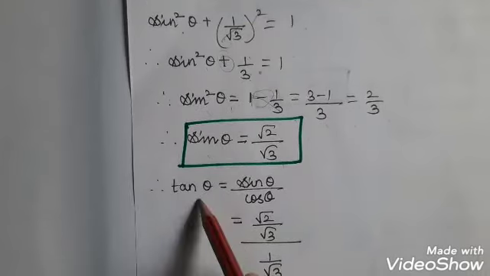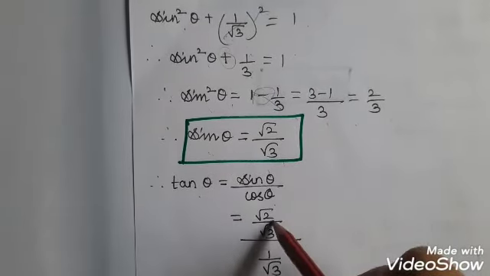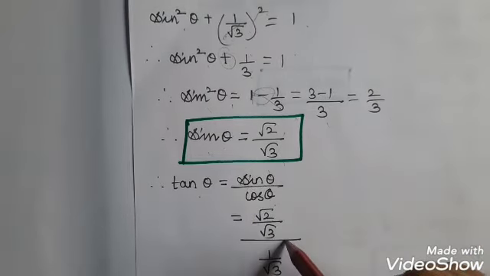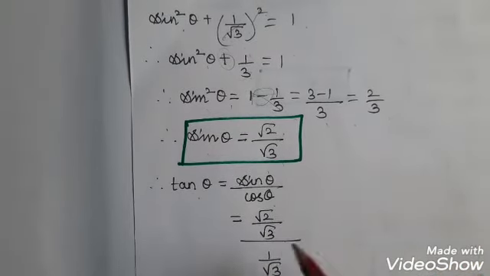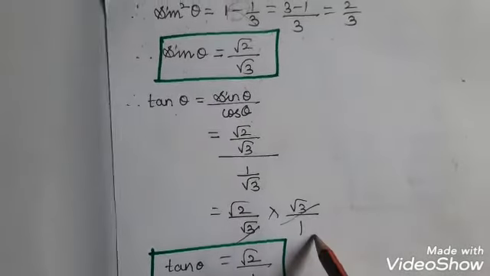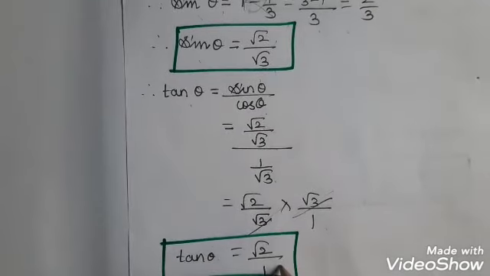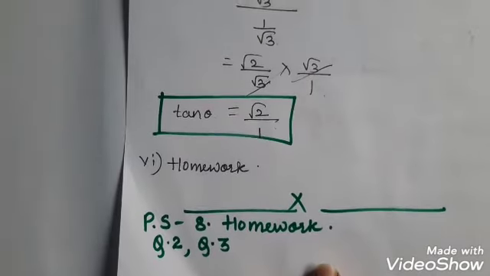Now tan theta. Tan is sine upon cos. So sine is root 2 upon root 3 and cos is 1 upon root 3. So root 2 upon root 3 multiply by root 3 upon 1. Root 3 gets cancelled, that is tan theta is root 2 upon 1.